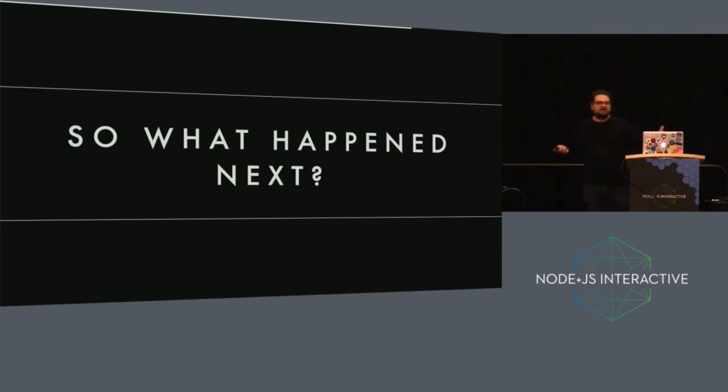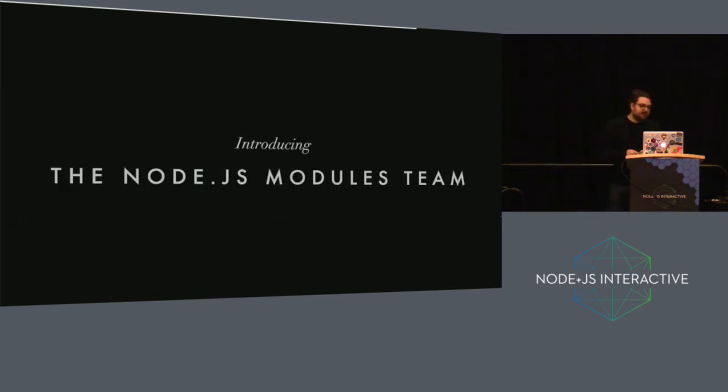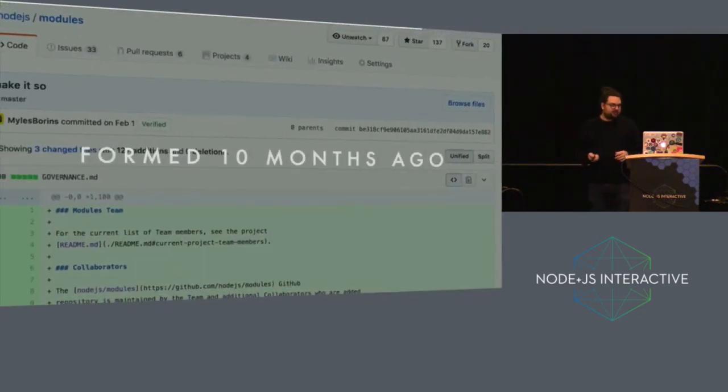But so, as I said, people were grumpy. That's an explanation of why we made those decisions. But what happened next? What did we do once we got that feedback from people? We created a team. We created a modules team. We actually did an open sign-up. We tweeted about it. We told people, hey, literally all you need to do is put your name into this issue, and you can join this team. It was formed about 10 months ago.